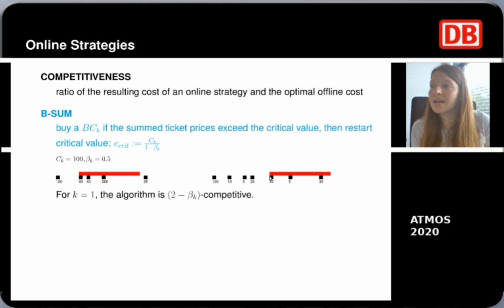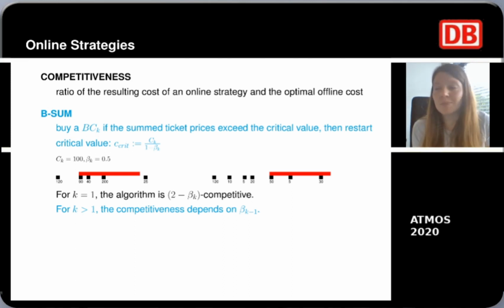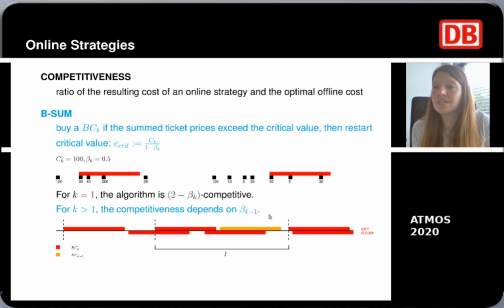So for the one-kind BahnCard problem, this algorithm is 2 minus beta k competitive, so it's always bounded by 2, but can be better if this price reduction factor is rather large, so if the reduction is rather low. Here in our scenario, unfortunately, our competitiveness also depends on beta k minus 1. So I don't have time to explain this in detail here, but the idea is that the optimal solution could have a BahnCard of type K-1 or with an even lower index in a time period where our strategy does not have any available BahnCard at all.